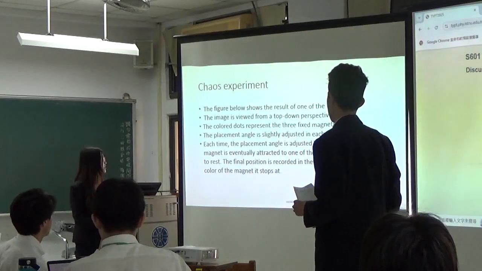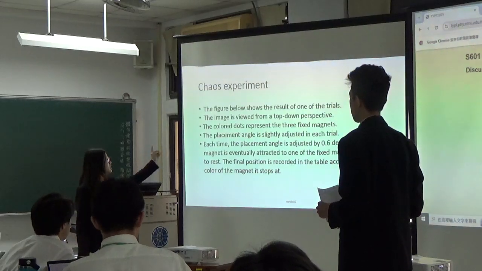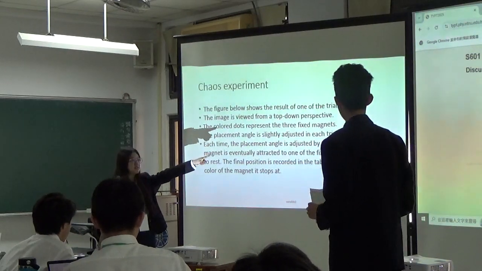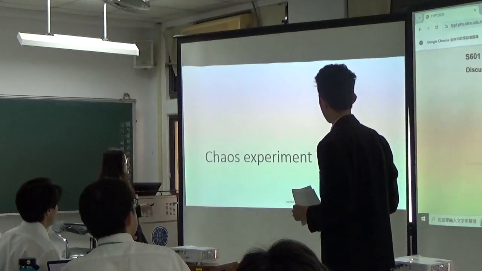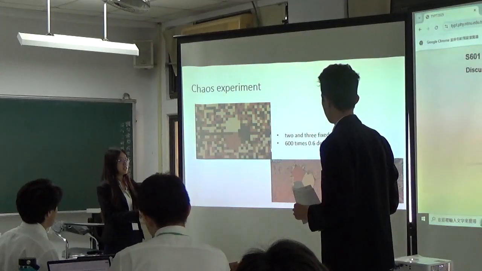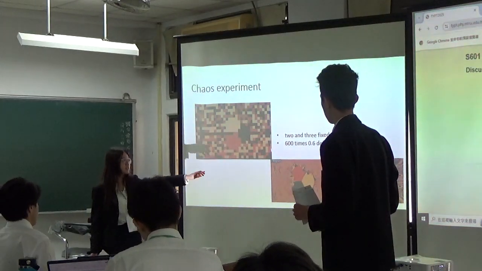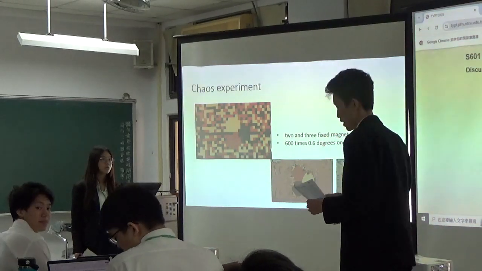I say it right here. The color dots represent the 3 fixed magnets, and the data is over here. Yes. And this is 100 times. Okay, I get it.